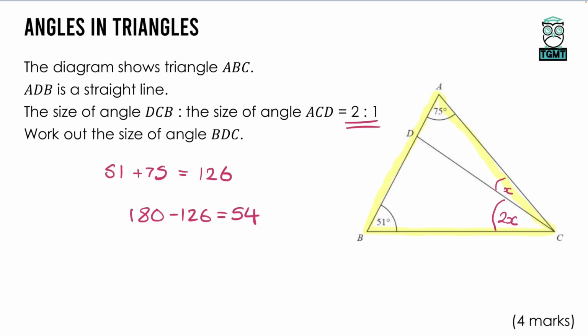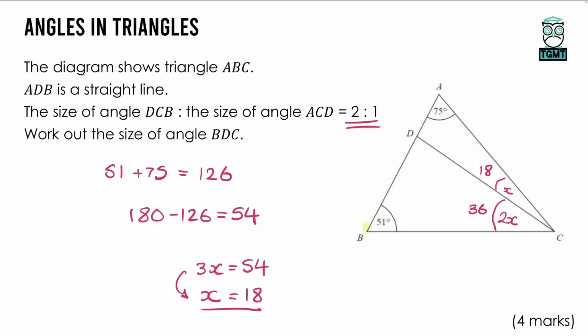So we can now share that in the ratio 2:1. Or I could treat it with algebra, which I'd do in the same way. We'd have 3x is equal to 54, and we divide by 3 just like we would if we were sharing in a ratio. So 54 divided by 3 gives us that x is equal to 18. We now just need to apply that to the correct angle. So BDC is the angle that we're looking for. Well, this angle here is 18, 2x just below is 36.